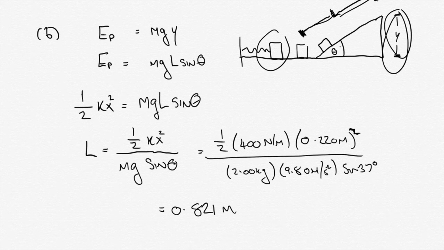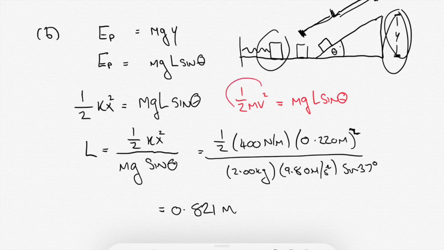We could have just as easily here, if I put this in red, we could have said half mv squared equals mg L sine theta, and taken the mass of the block and the velocity we got from the last part. And what you would have found was that you get exactly the same answer. And the reason for that is that the total energy of the block doesn't change. It goes from all potential energy when the spring is stored, to all kinetic energy when the block is moving, to all potential energy when the block is stopped and just about to turn around as it slides up here.